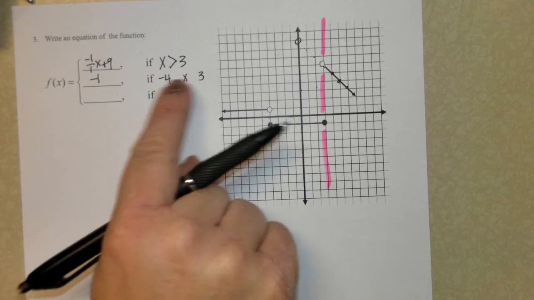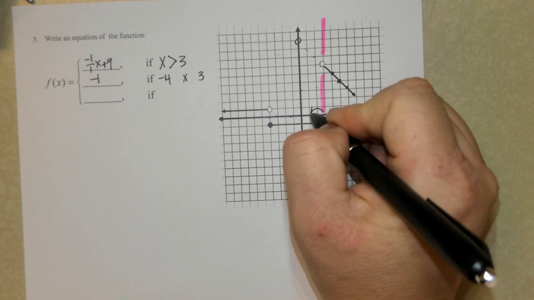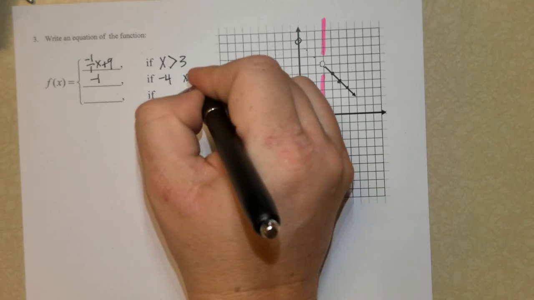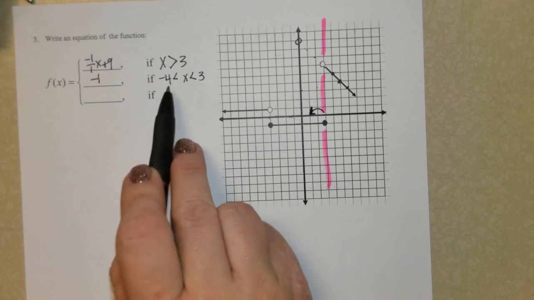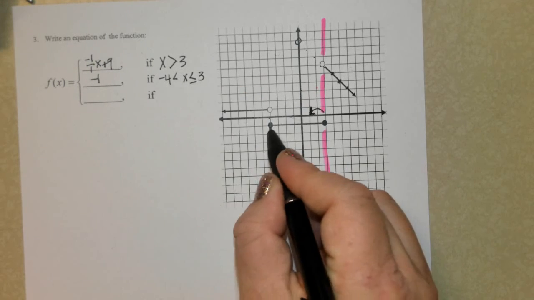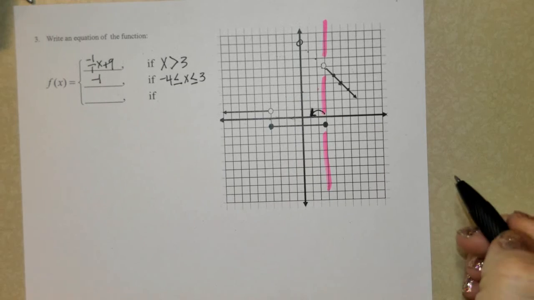Now how do I know what symbols? Remember, we're going to go to the left of this first boundary line and look at this arrow. I'm going to copy and paste it into place. Now, how do I know if they have lines underneath? I'm going to include it at 3 and include it at negative 4.